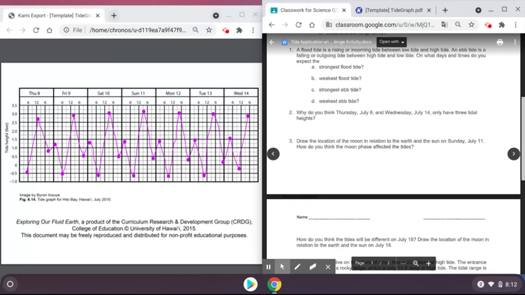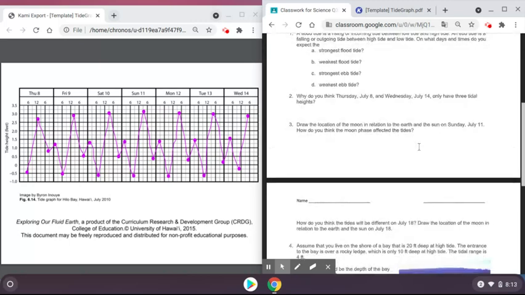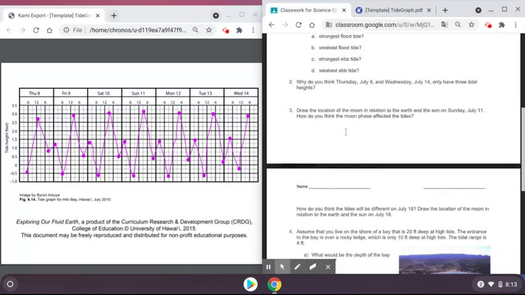Number 3, draw the location of the moon in relation to the Earth and the sun on Sunday, July 11th. How do you think the moon phase affected the tides?